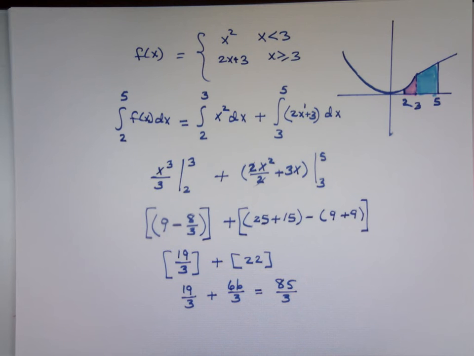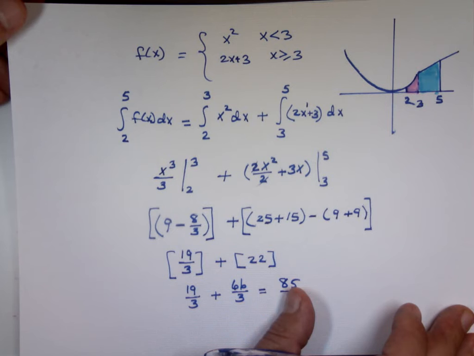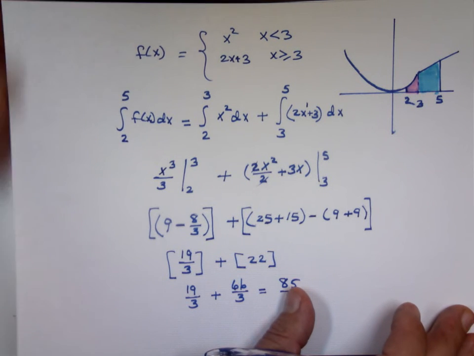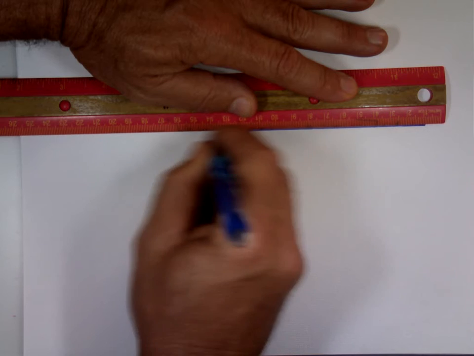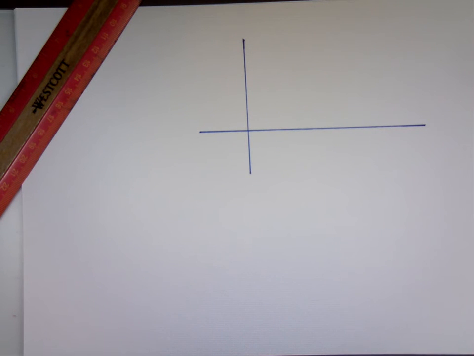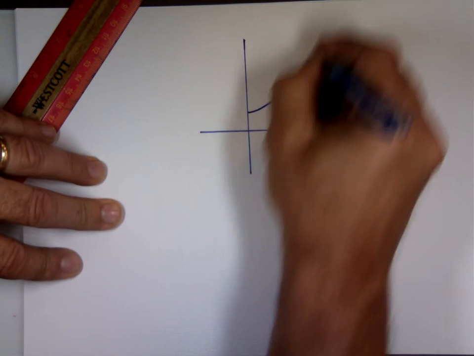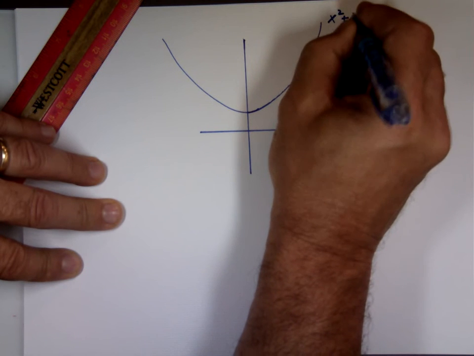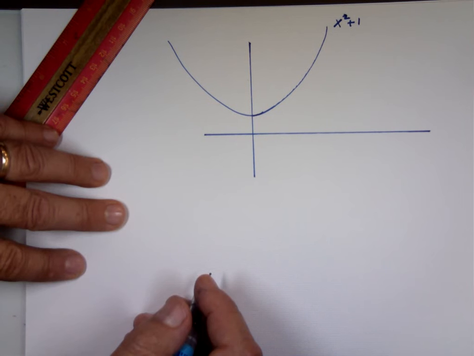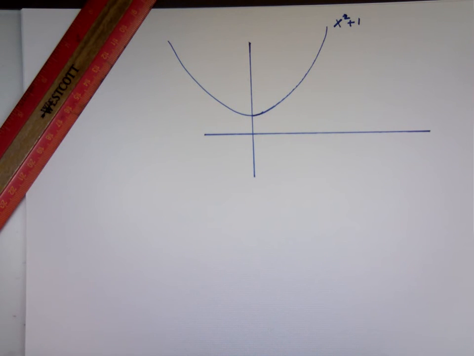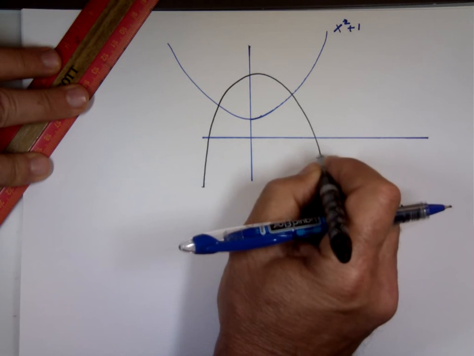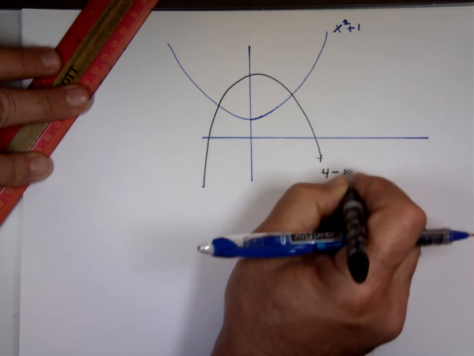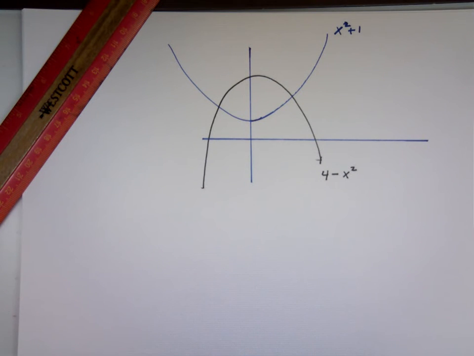Now let me give you just one little problem and see if you can think about it. How are we going to get the answer to it? Let's say I have this shape here. This is x squared plus 1. And the second one I'm going to graph here, this is 4 minus x squared. And let's say I want to calculate this area right there between them.